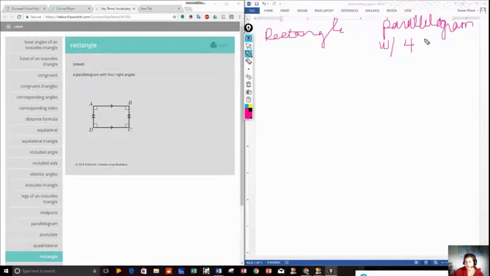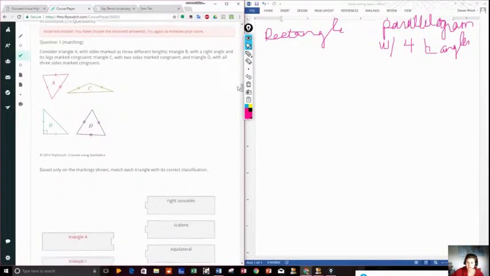4 right angles. Alright, so that is what the definition of a rectangle. So let's go back to question 9.